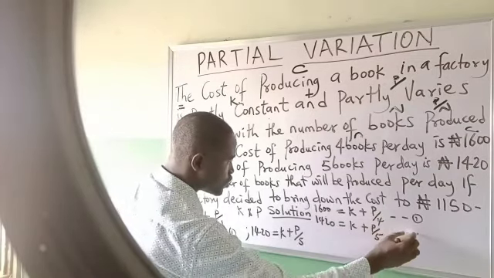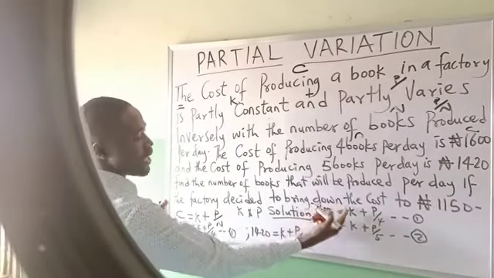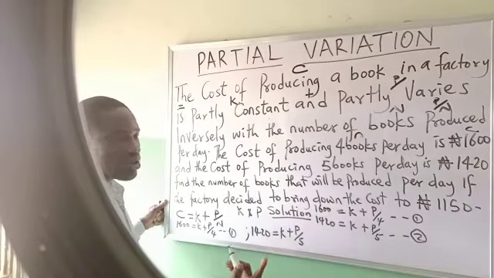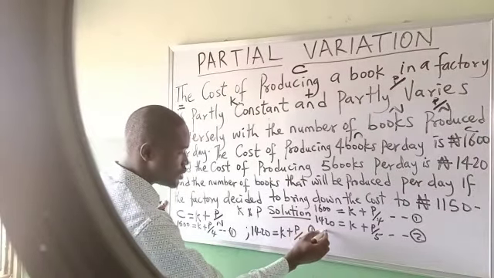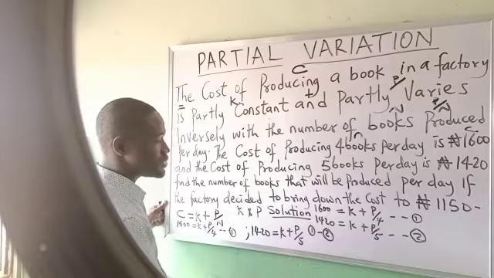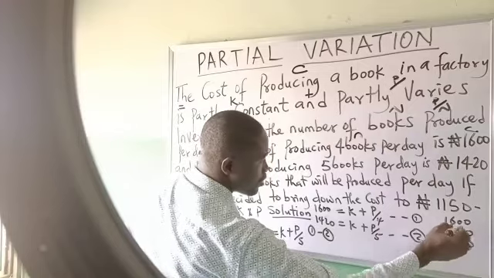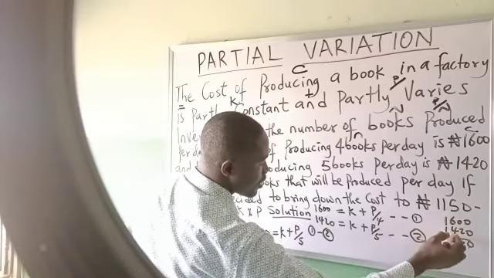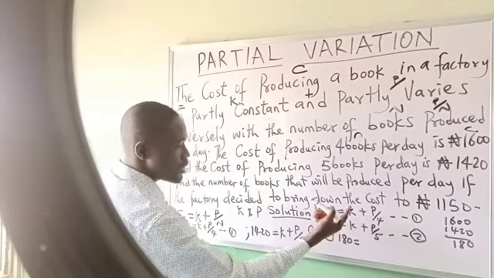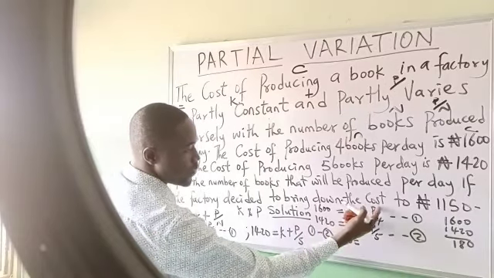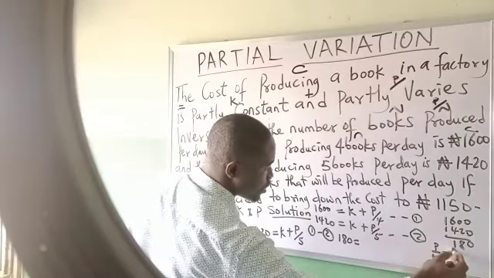Now, let's see why I prefer using the elimination method. K and K can be eliminated. And how do we eliminate it? You say equation 1 minus equation 2. This minus this: 1600 minus 1420 gives you 180. You have 180 equals K minus K, we go, P over 4 minus P over 5.